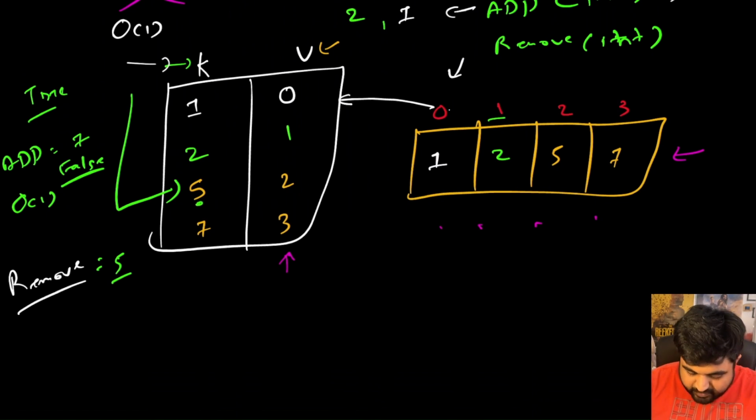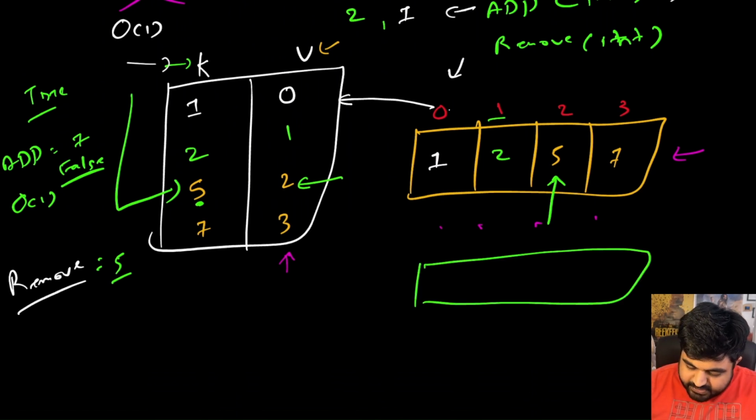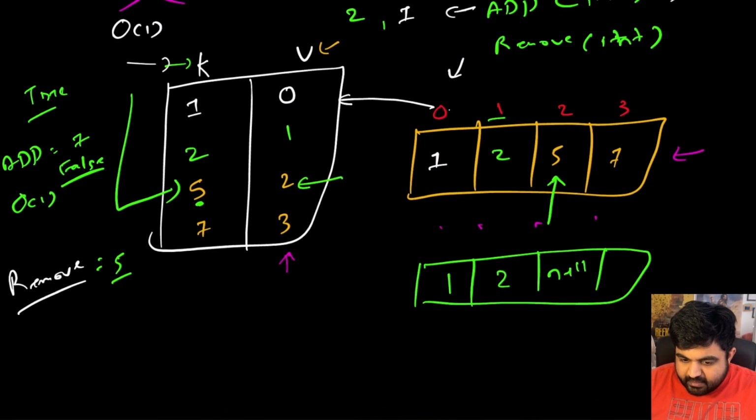First, we will check for 5 where it is stored inside our array list. It is stored at the index location 2. So this value we will have to remove. But if we remove this value, then we might end up in a position where the values would be 1, 2, then a null value, and then the last one is going to be value number 7.